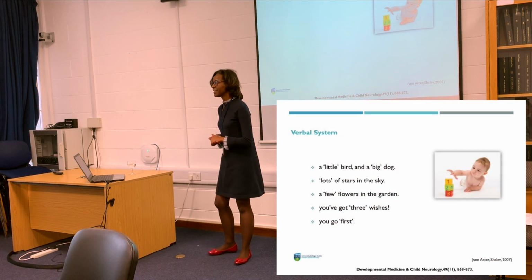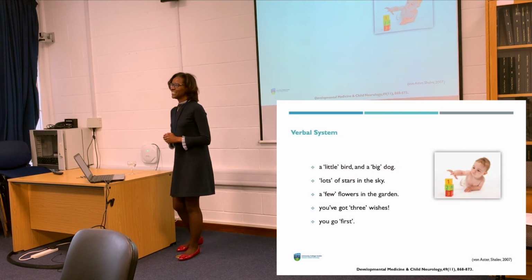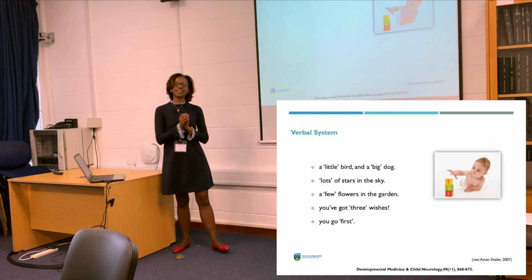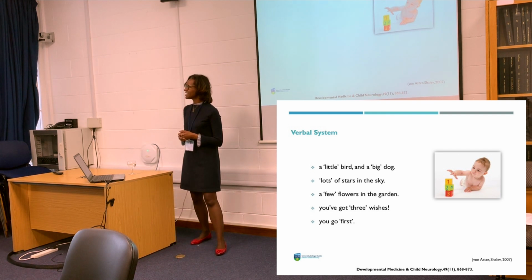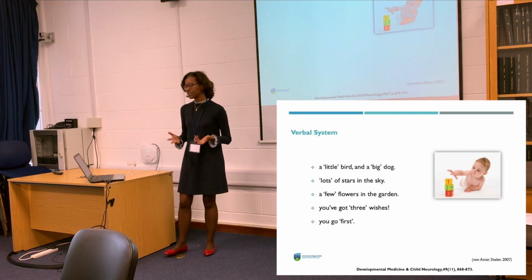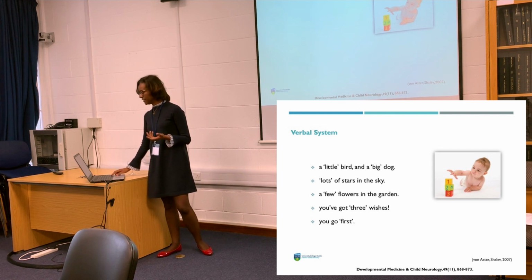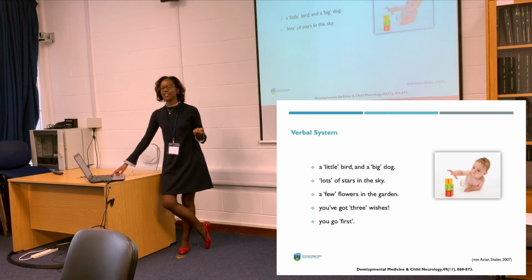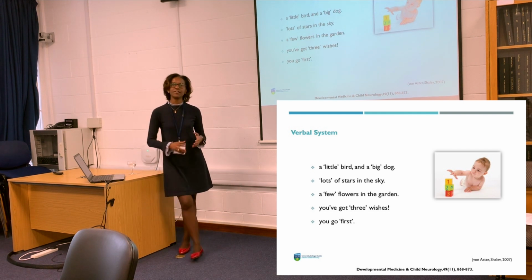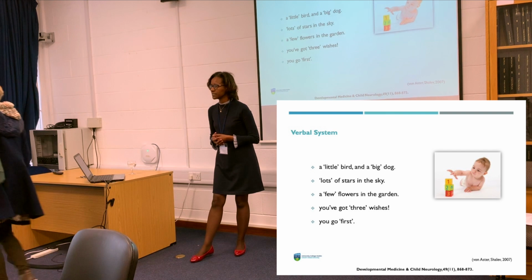Now I would like to mention another system that's unique to human beings, at least apparently. We used to think that children start to learn about numbers when they say 1, 2, 3, 4. They learn by heart and repeat it very nicely. But actually we learn about quantities and amounts much earlier, when we listen to words like a little bird, a big dog, lots of stars in the sky, a few flowers in the garden, you've got 3 wishes, or you go first, I'm the second, he's the third. So this system is very important.